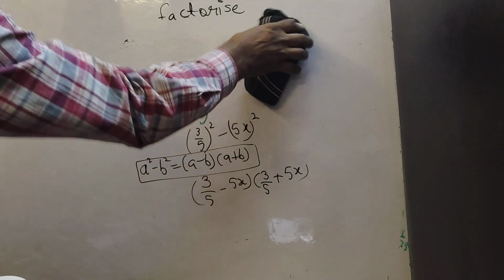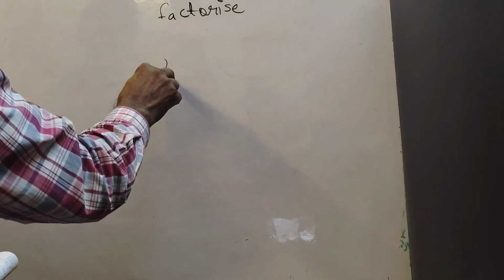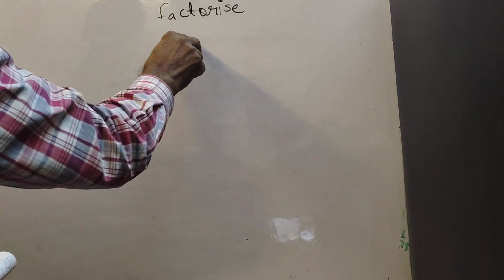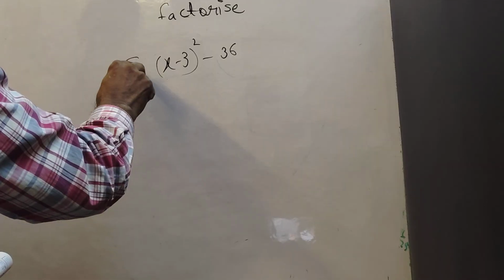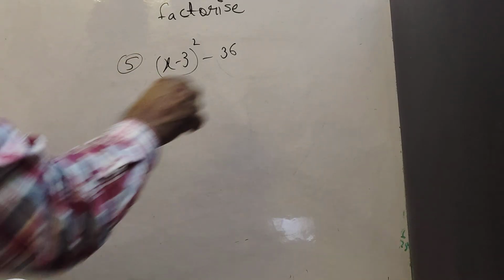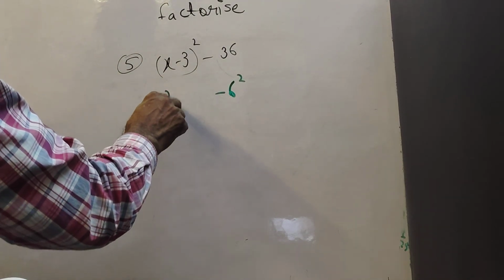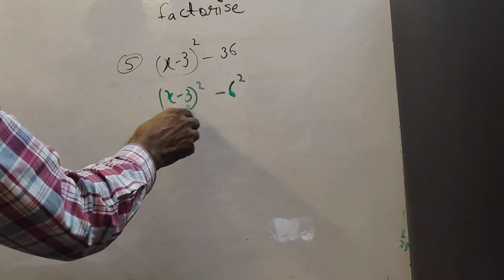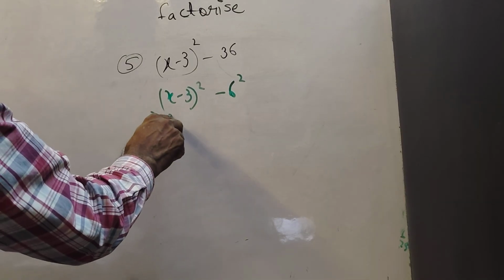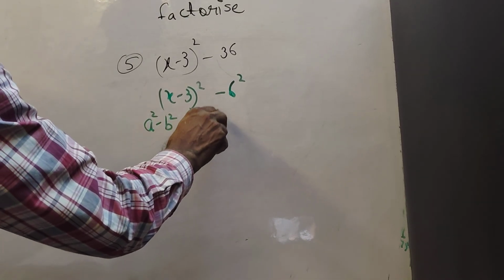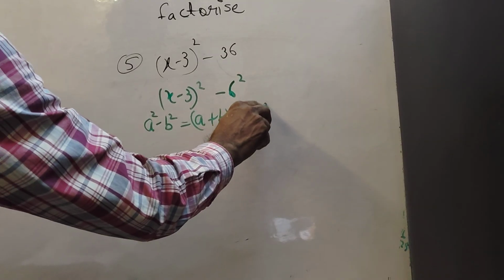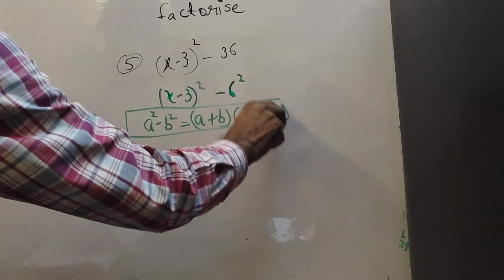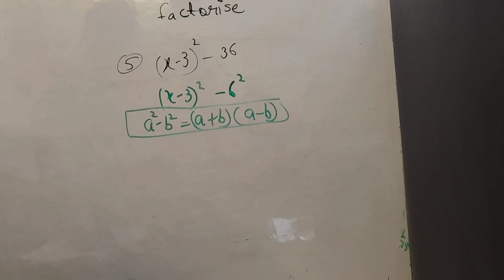Next, problem number 5. Number is x minus 3 whole square minus 36. So here in this question, 36 is written as 6 square because 6 6 are 36. X minus 3 whole square written. Now we know that there is identity again, a square minus b square like pattern. So its formula is a plus b, a minus b. There is no change if we write here minus or in the second bracket plus.